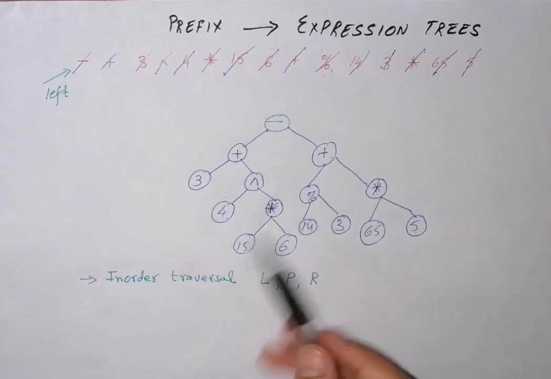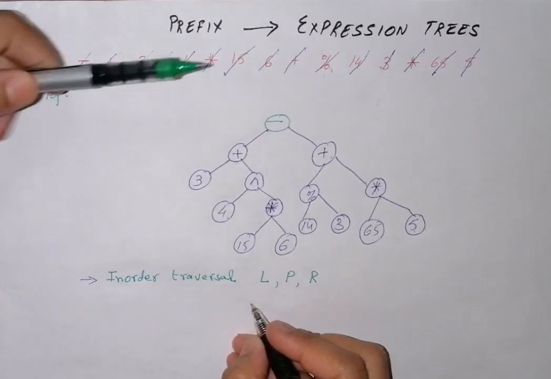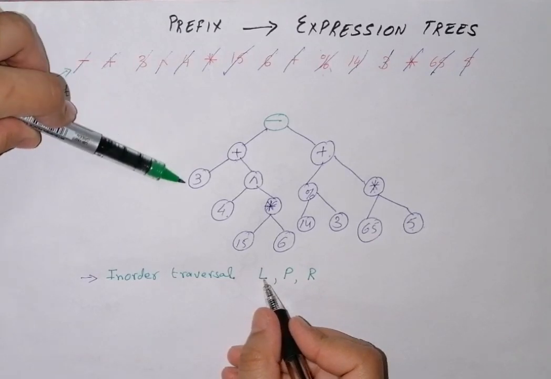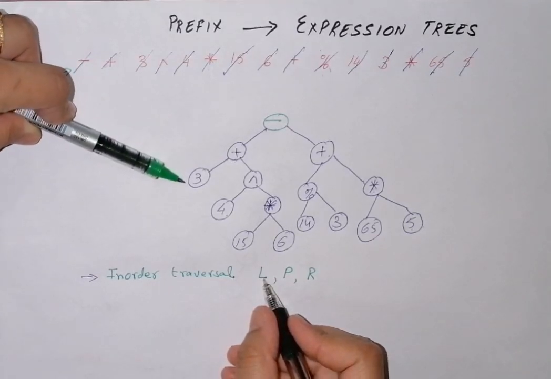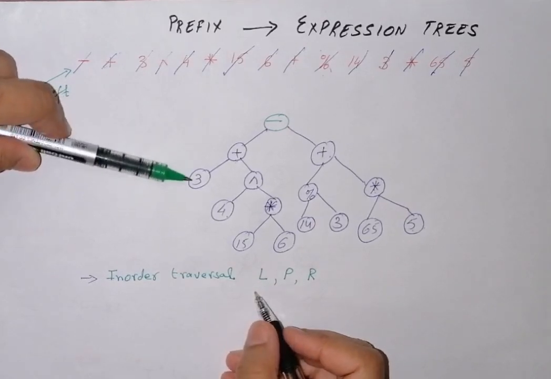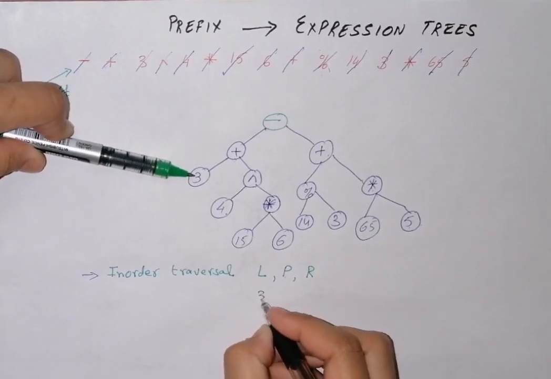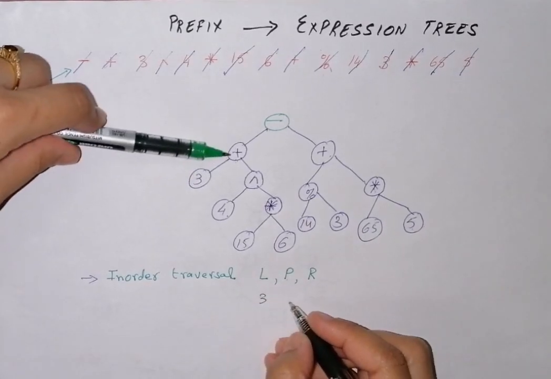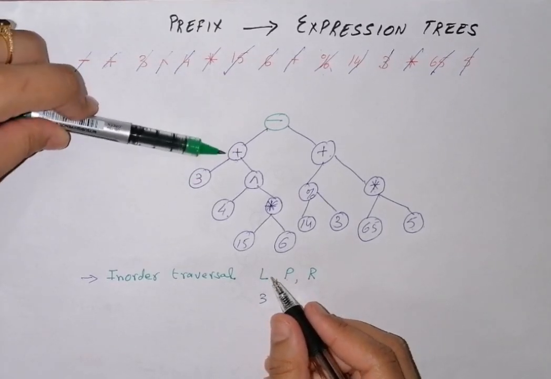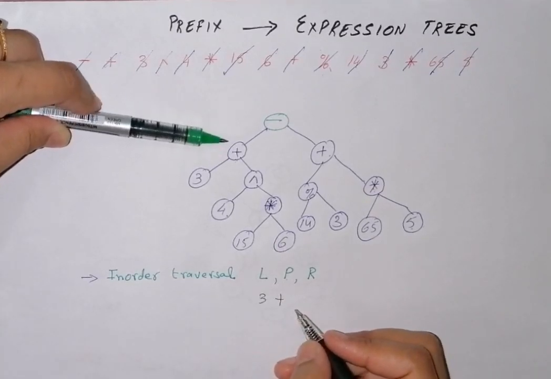So if I do the in-order traversal of this particular expression, left will give a call to its left, and it will keep going until I have no value in the left subtree. Then the second operation will be to print itself. So the first thing that will be printed is 3. Then it will call its parent. Since the left subtree of the plus operator has returned, this operator will be printed.